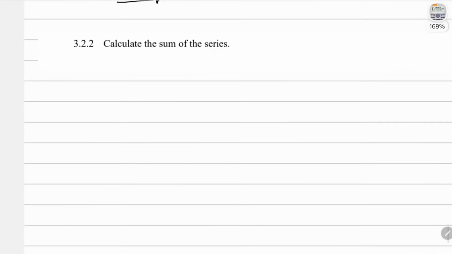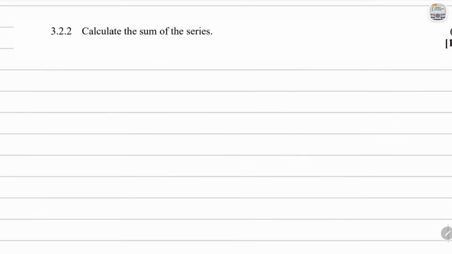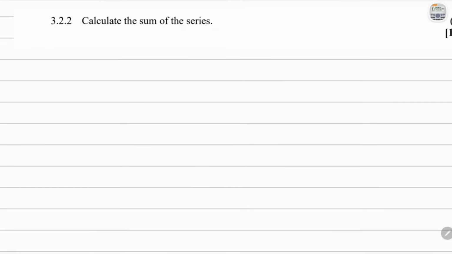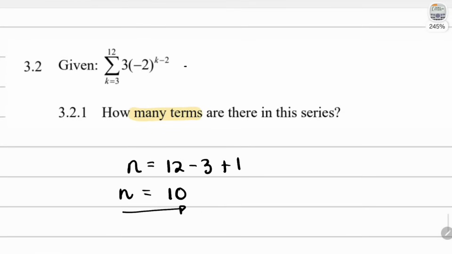Question 3.2.2 says, calculate the sum of the series. To find the sum, they didn't necessarily say it's a converging series, and we can see the ratio. Now, here's how to spot these things. You see that we have 3 times negative 2 raised to the power of k minus 2. Because you have a k right there, and that k is not negative, whatever the base is, whatever is carrying that exponent, that is your ratio. So in this case, r is actually equal to negative 2. Had the k been negative, then it would be a little bit of a different story.